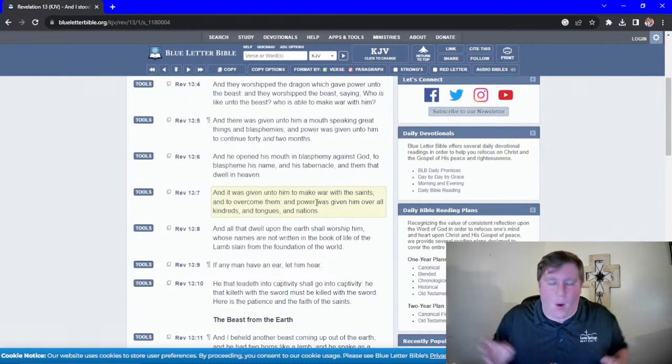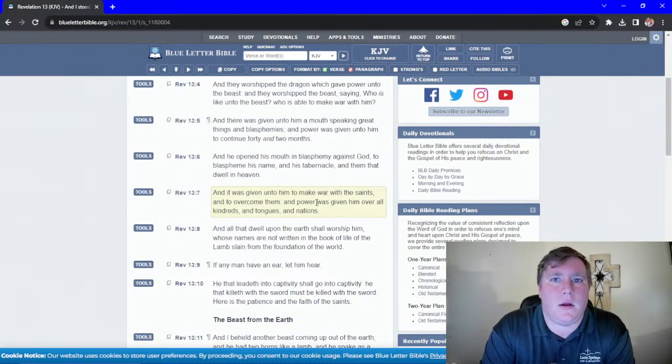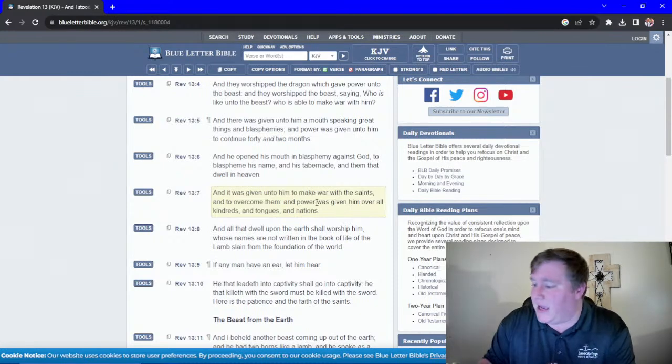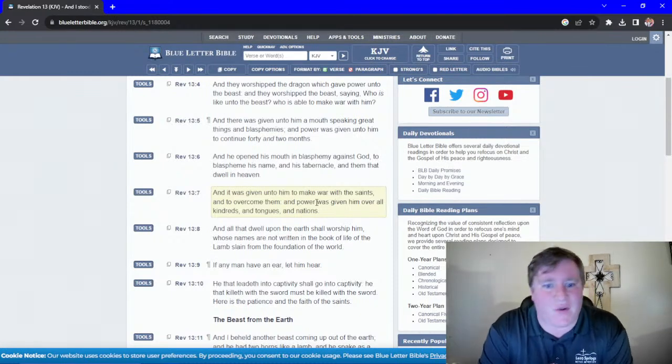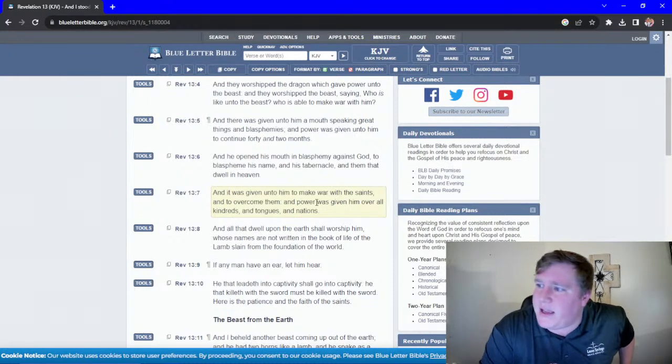He means like a border of a nation or an empire, right? And empires can encompass multiple nations. So if it can encompass multiple nations, then it can encompass multiple different tongues and kindreds and nations. I mean, this has already happened, folks. When he says, and it was given unto him to make war with the saints. Well, what do you think Islam did?